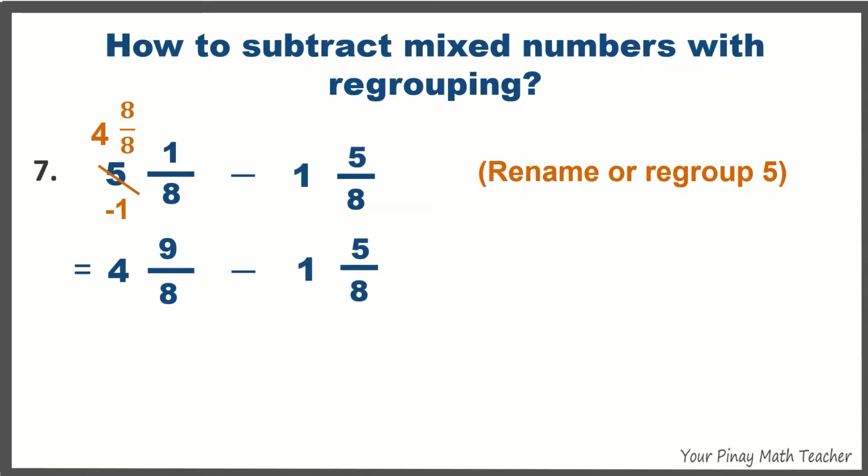Now we can subtract the mixed numbers. So 4 minus 1 is 3. 9/8 minus 5/8 is 4/8. 4/8 can still be divided by 4. So our final answer is 3 and 1/2. Please be informed that there is another way to do this, but I will not show it anymore. I want you to discover it yourself.